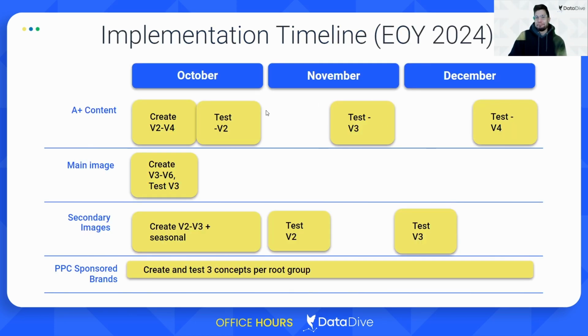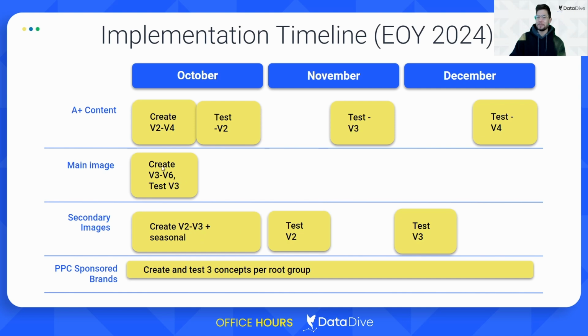So you're going to want to come up with different variations and come up with a roadmap for how you're testing all of these. This is an example from the case study that I'm going to show in just a minute here. What you can see here is that we're wrapping up with creating version 3 through version 6 of the main image. We're testing for the first half of October the version 3 of the main image. While we're doing that, we're creating our V2 through V4 of our A plus content and our V2 through V3 plus and our seasonal images of our secondary images.